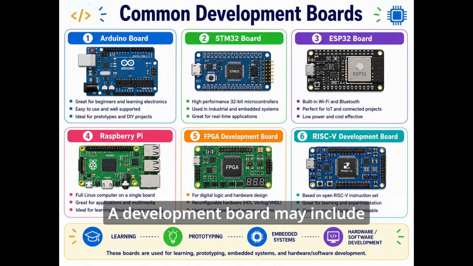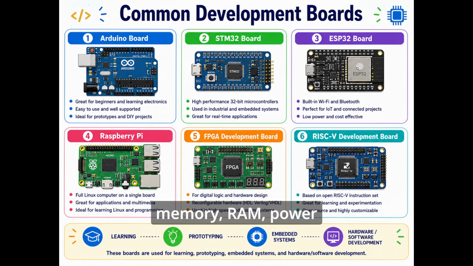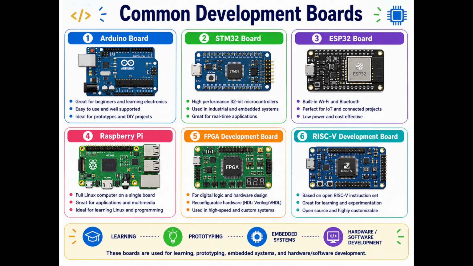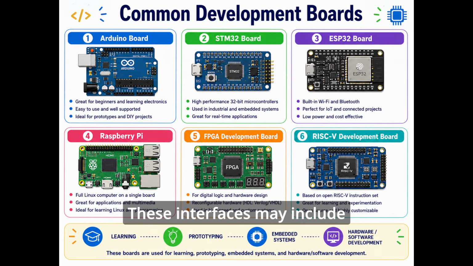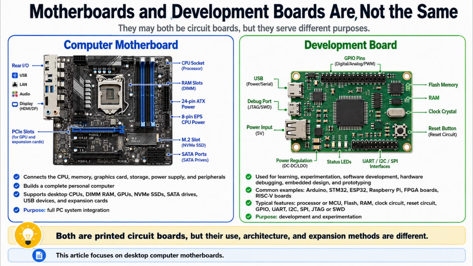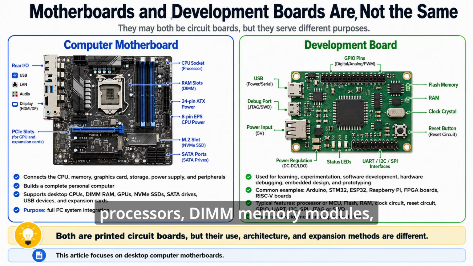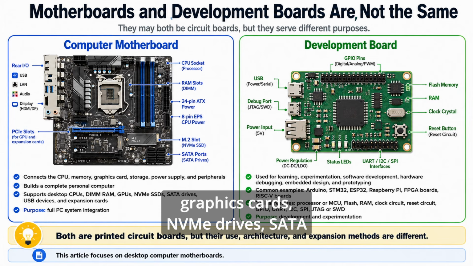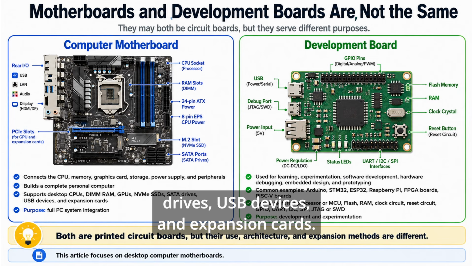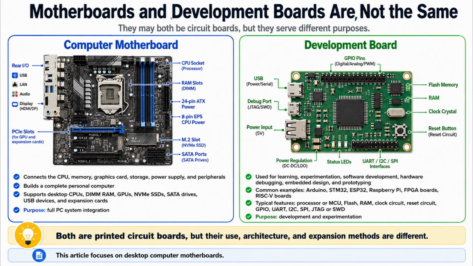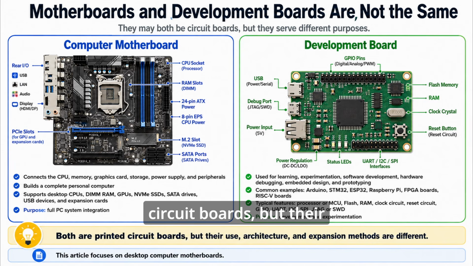A development board may include a processor or microcontroller, flash memory, RAM, power regulation, GPIO pins, a clock circuit, a reset circuit, and debugging interfaces. These interfaces may include UART, I2C, SPI, JTAG, and SWD. A desktop motherboard has a different purpose. It supports standardized desktop processors, DIMM memory modules, graphics cards, NVMe drives, SATA drives, USB devices, and expansion cards. Both are printed circuit boards, but their intended use and expansion methods are different.